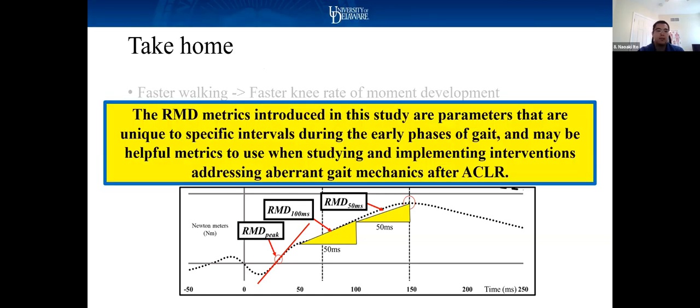The rate of moment development metrics introduced in the study are parameters that are unique to specific intervals during the early phases of gait and may be helpful metrics to use when studying and implementing interventions addressing aberrant gait mechanics after ACL reconstruction.